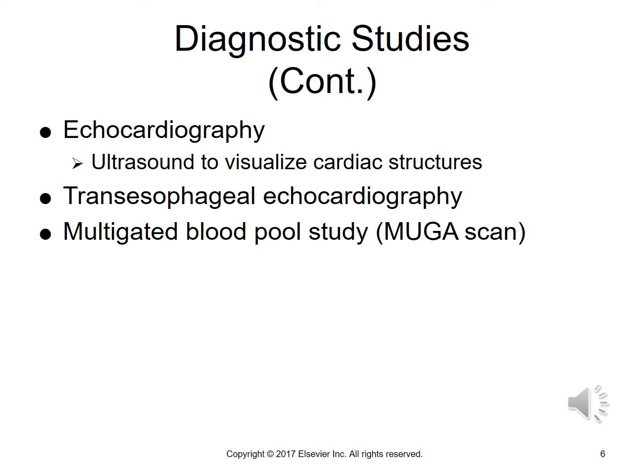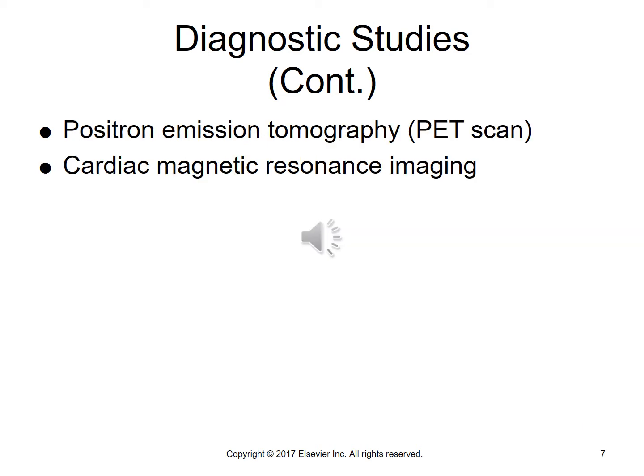The multigated blood pool study, or the MUGA study. This study is used to assess the left ventricular function. An isotope is injected and images of the heart are taken during systole and diastole to assess the ejection fraction of the heart. A PET scan can also be done. A PET scan is a non-invasive way to study cardiac tissue perfusion. Radioactive isotopes are injected intravenously to help with the imaging.